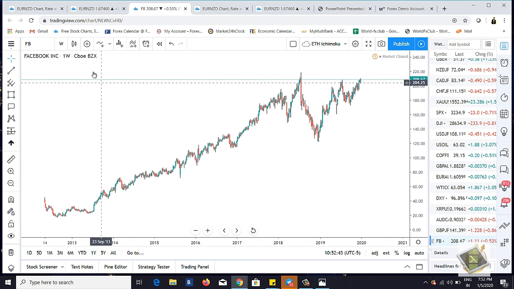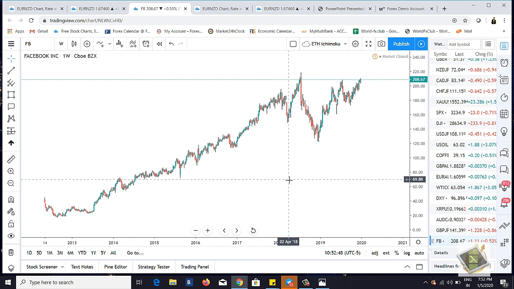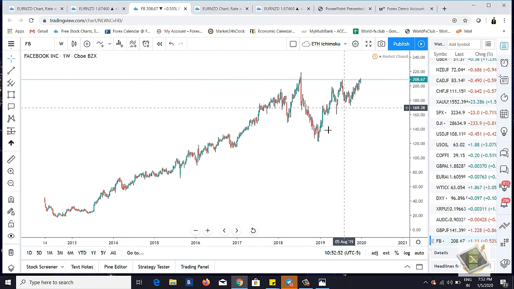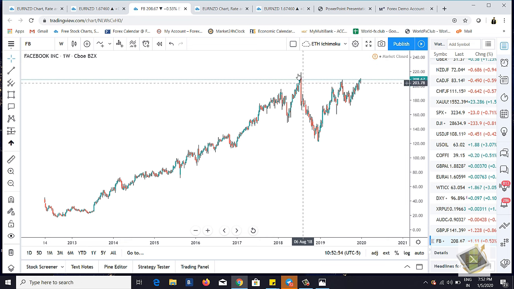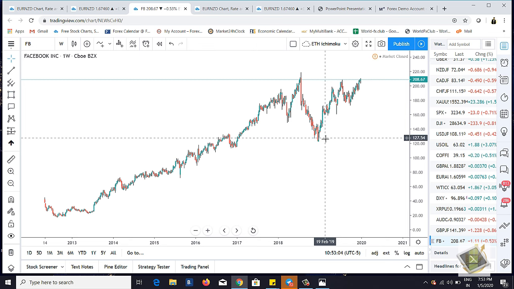Okay, so this is a weekly chart, right? What I told you is that the trend is up. It's a clear uptrend, and now it has a major fall, but then it recovered again, and now it's trading at the peak area. This is a peak area, right? So we can clearly identify that this is an uptrend.